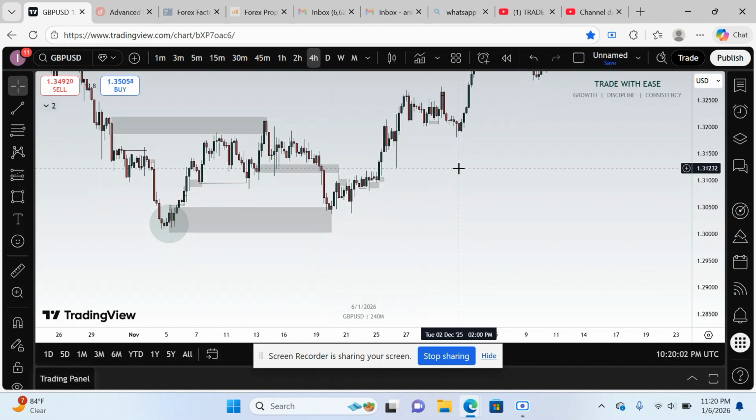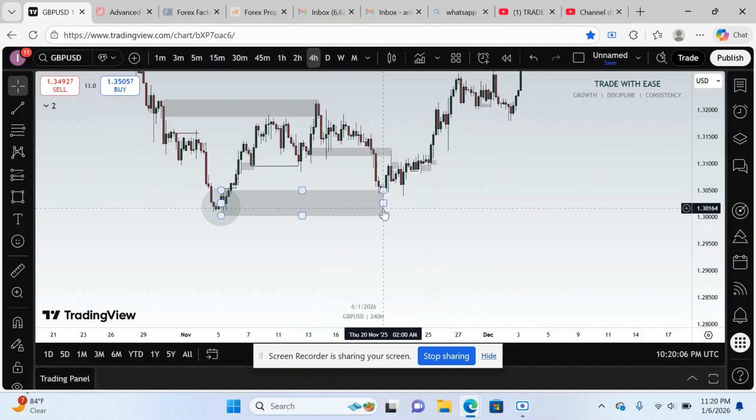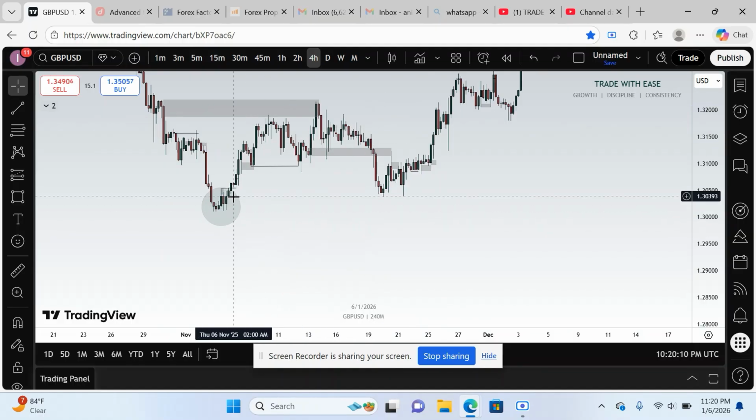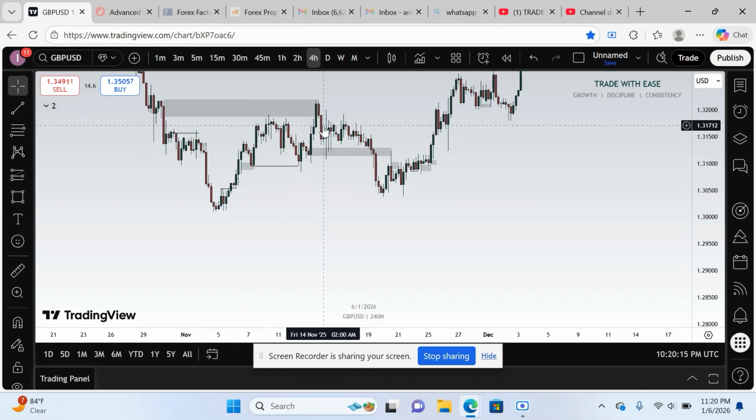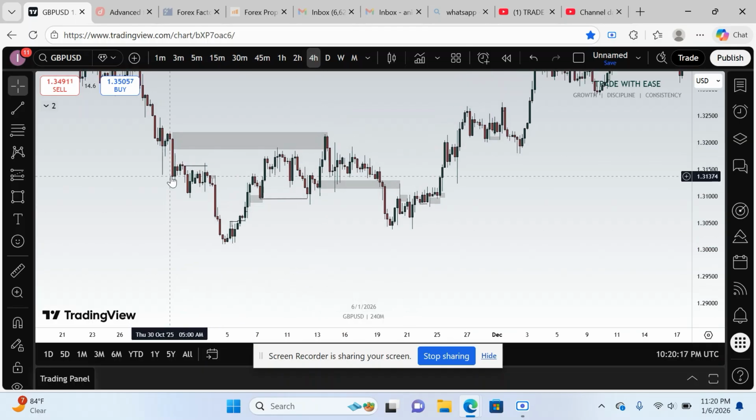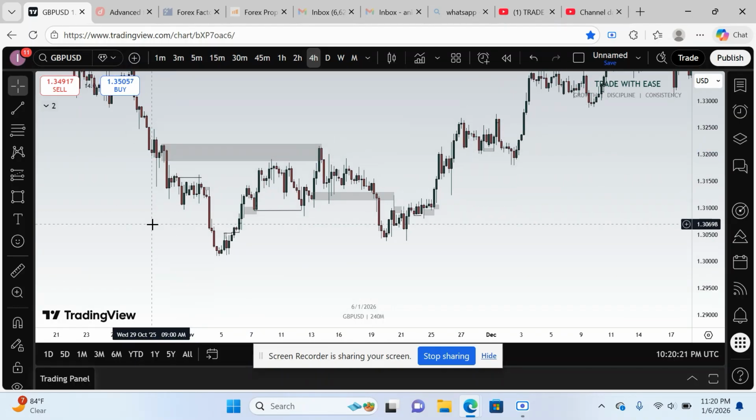For example, I got a sell trade around here. Now, how did I get this trade? Let me clear this one. How did I get that trade? Okay, now this is what happened. I have this supply zone right here, and I know that we are still in a downtrend, right? So price came here, so I'm expecting price to sell. You can see I have multiple entries around here as well.